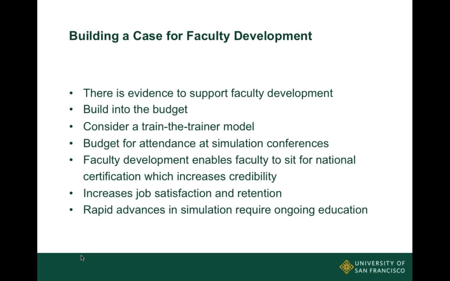So part of the movement in simulation is really to continuously upgrade faculty and implement faculty development programs so that we're all on the same page in a standardized way doing simulation so that it's very safe for the learner and that we're not just doing simulation because it's the sexy thing to do right now, that we actually have a plan around it, we have objectives, it's tied to curriculum, we have a debriefing plan, and we know how to debrief.